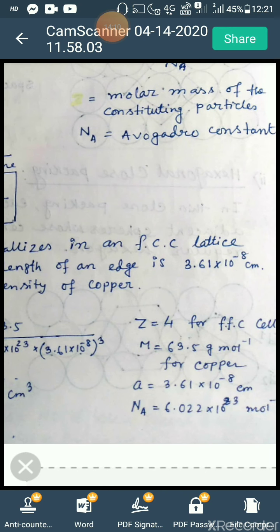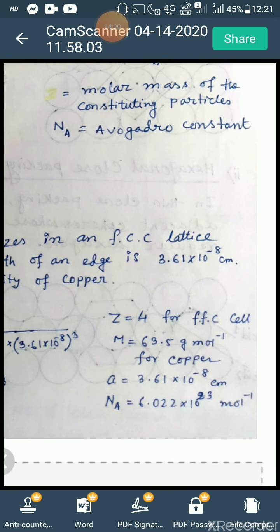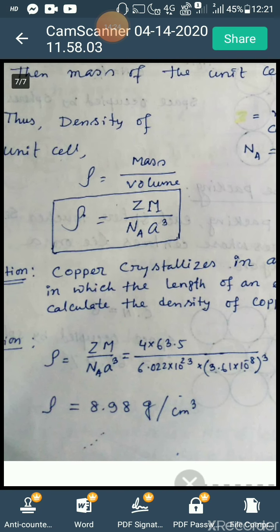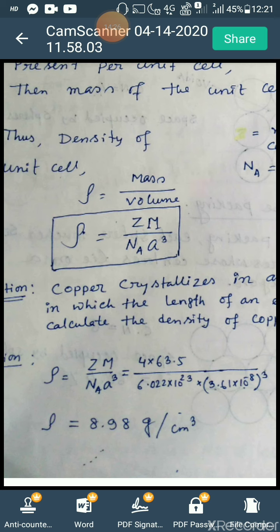The edge length a is equal to 3.61 into 10 to the minus 8 centimeter, and the value of Avogadro number is 6.022 into 10 to the 23 per mole. So put these values and you will get the value of density. The value of density will be 8.98 gram per centimeter cube.